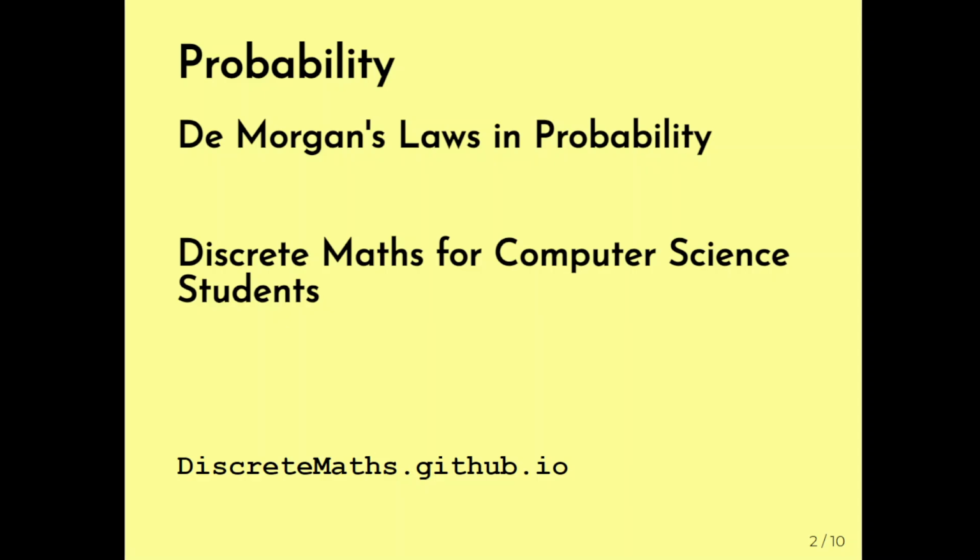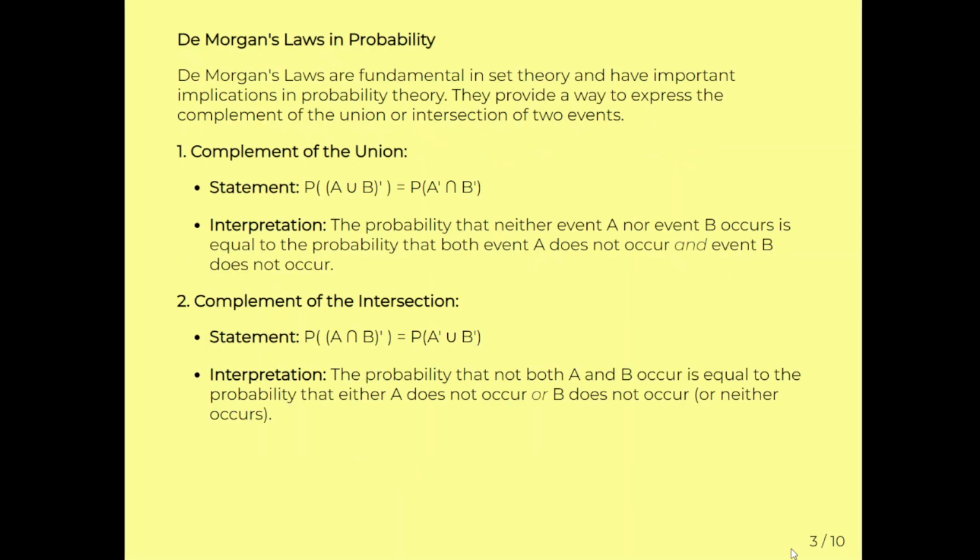Okay, in this presentation we are going to look at De Morgan's laws, this time in the context of probability. Now you probably have seen them before in set theory and in logic, but here we will apply them in the context of probability. De Morgan's laws are fundamental in set theory and have important implications in probability theory. They provide a way to express the complement of the union or intersection of two events.